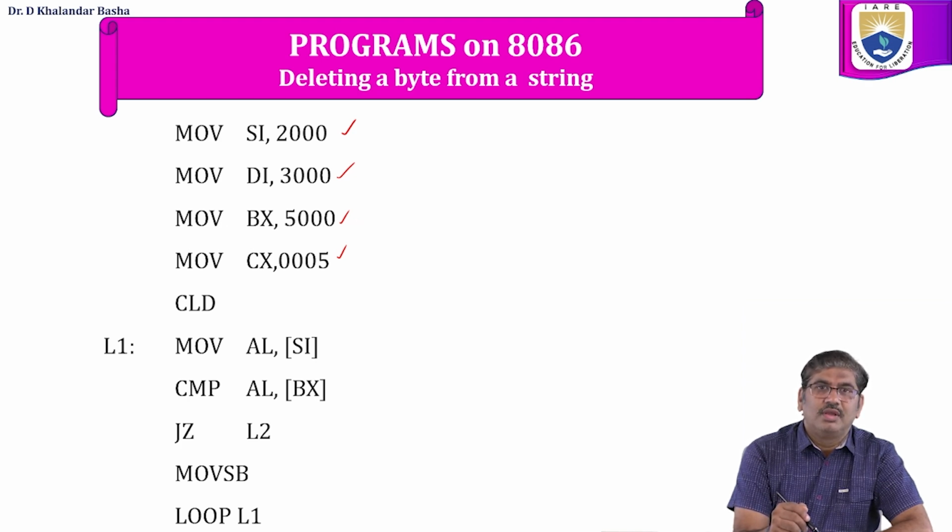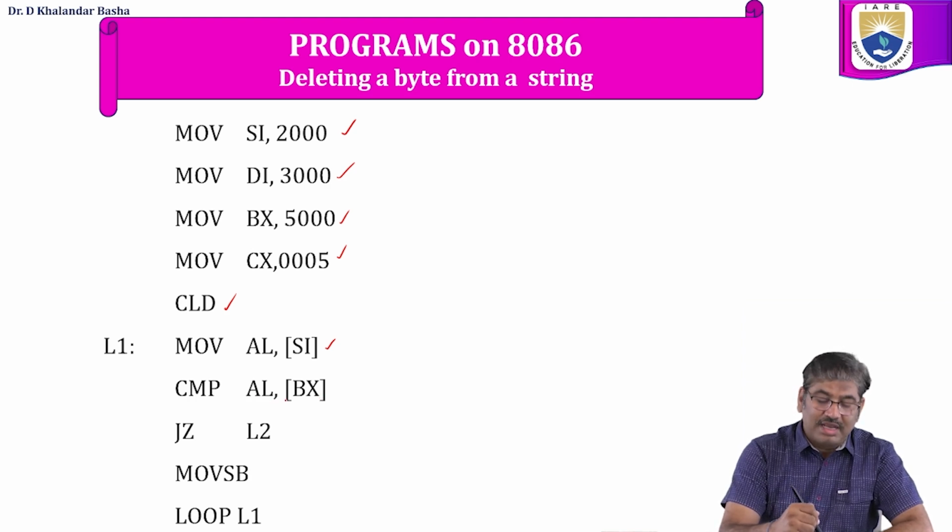As we want to process from lower address to higher address, clear the direction flag by using CLD. Fetch the data of the source string into AL by using MOV AL, and the source string address is loaded into the SI register. So we can refer to the memory location in an indirect manner through the index register SI by placing square braces, [SI]. Now AL will have the source data. This we are going to compare with the pattern which is at 5000 location. This 5000 we load into the BX register.